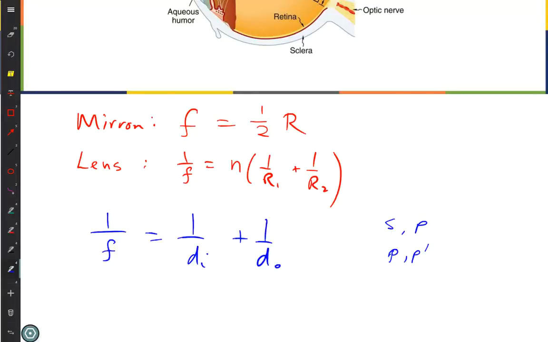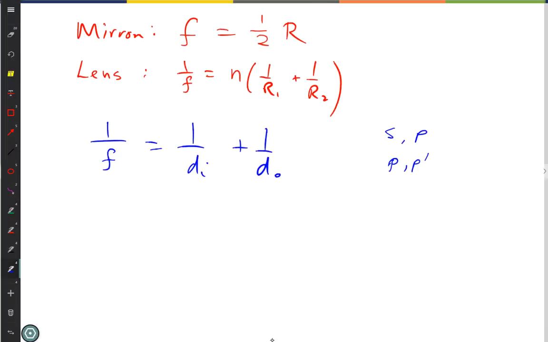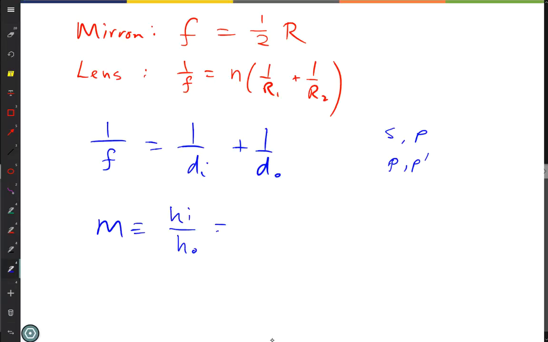And then finally we had magnification, which was defined as height of the image over height of the object, and turned out was mathematically equal to minus the distance image over distance object.